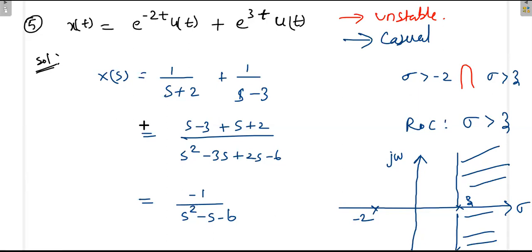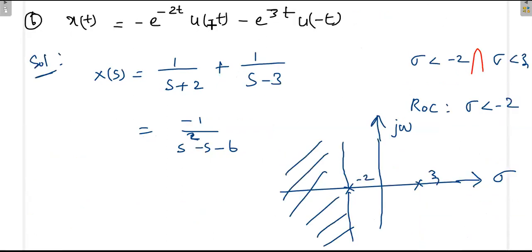So that means you have one pole on the left side and another pole on the right side. As per the control system concept, we know that this is unstable. The control system concept is also applicable here only when you have a causal system, because only causal systems are physically realizable systems.